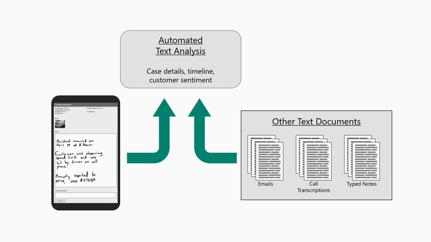In addition, things like the emails from the customer or transcriptions of their calls with the insurance company are automatically analyzed to determine customer sentiment. This allows the insurance company to ensure that their customers are having good interactions with the insurance company or proactively spot issues where they might want to come in and take some corrective action.